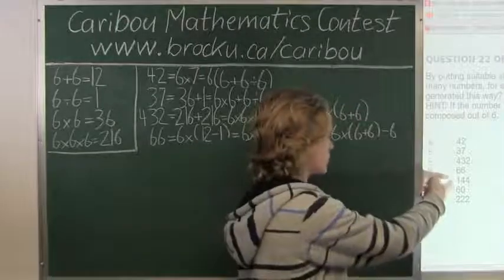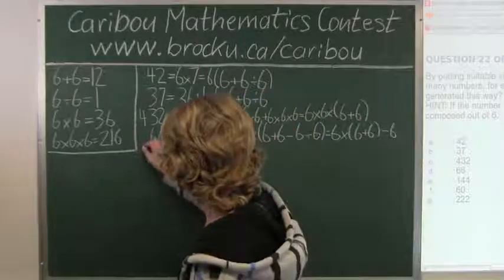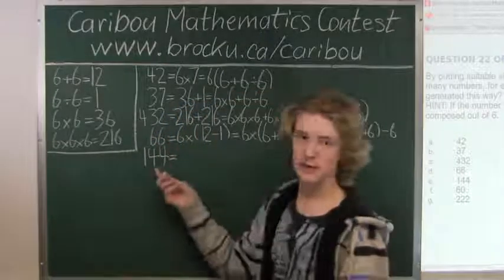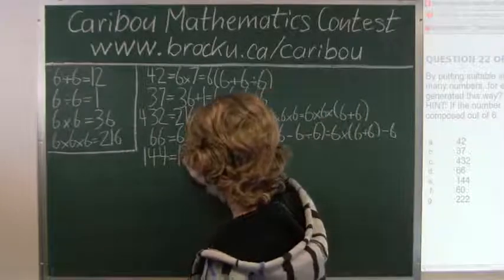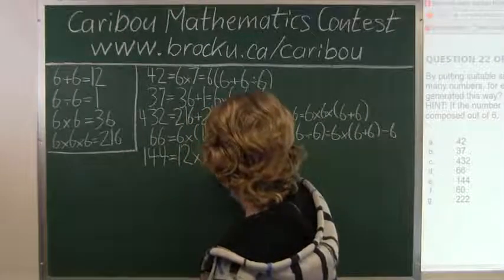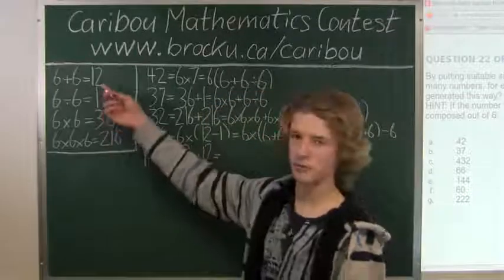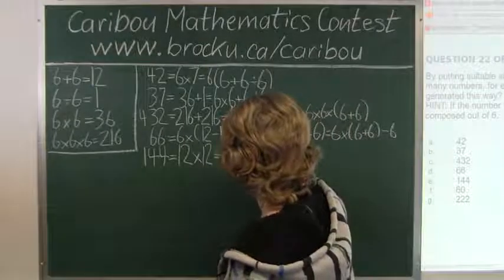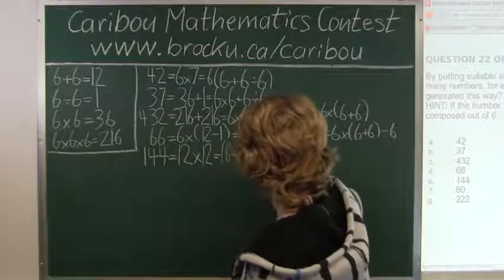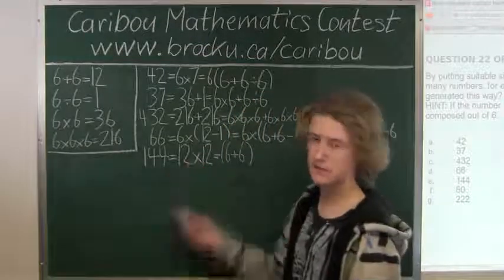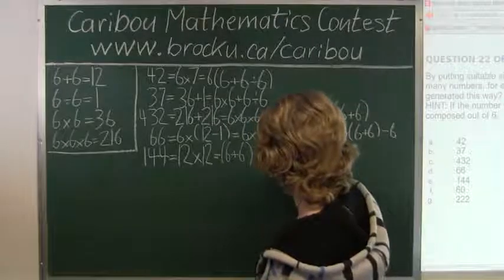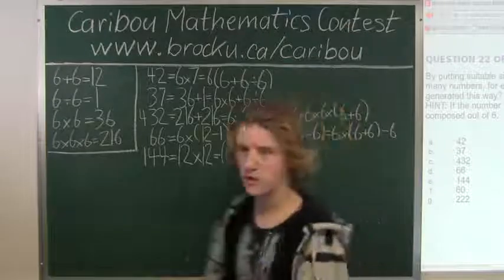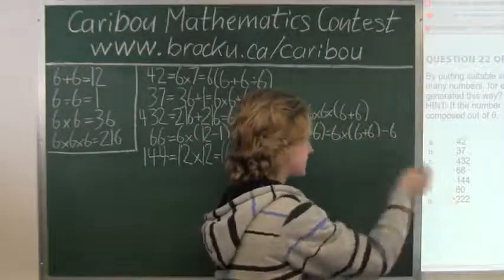So now we have 144. Which can be written as 12 times 12. So now we can just use our building blocks. We have 6 plus 6. And then we have times 6 plus 6. So now the next number, 60.